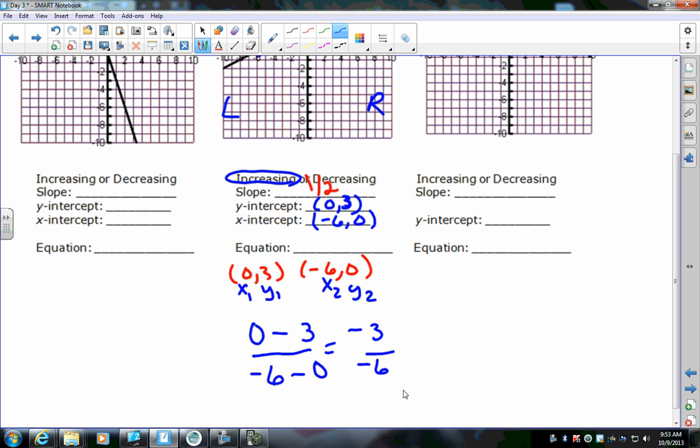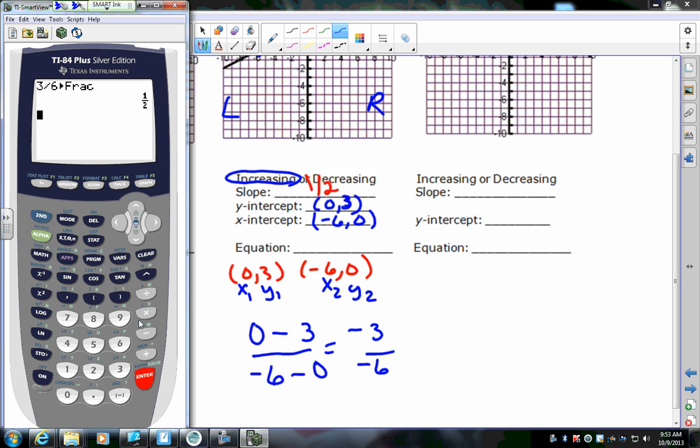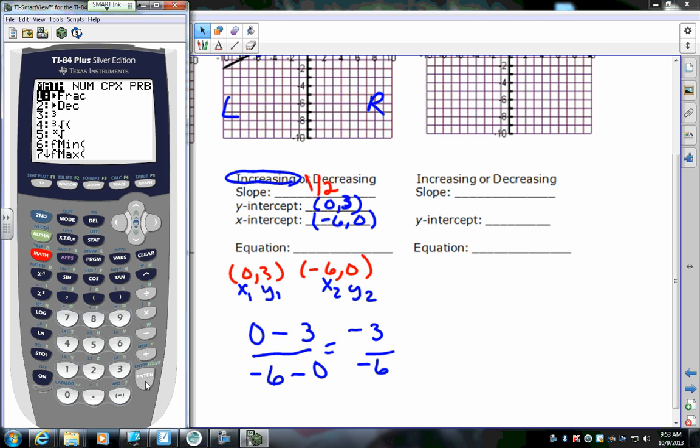Again, when you go to reduce that in your calculator, when you have negative 3 divided by negative 6, math, enter, enter, that's giving you 1/2. So these are two different ways to find your slope.